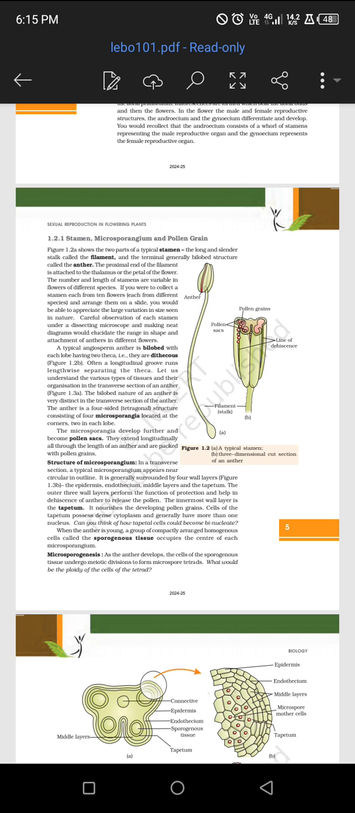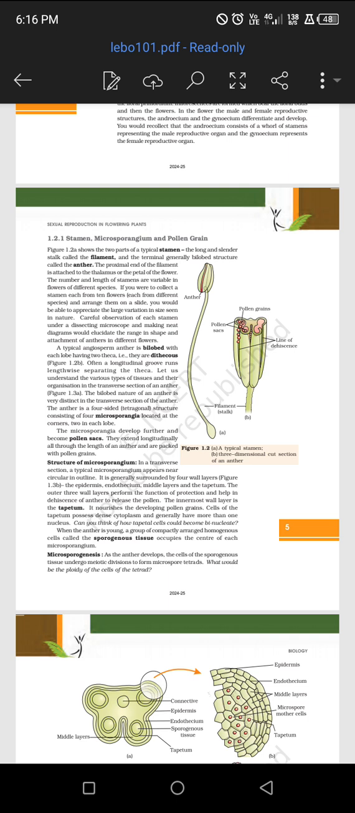And going to the paragraph. A typical angiosperm anther is bilobed with each lobe having two theca, that is, they are dithecous, and you need to remember that it is bilobed and dithecous. That's important. You need to underline it, highlight it, and remember it. Okay, it can be used in viva too. Often a longitudinal groove runs lengthwise separating the theca. As you can see, a red line separates the theca, that is dithecous.